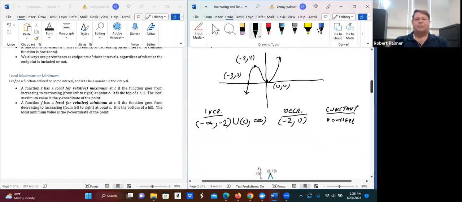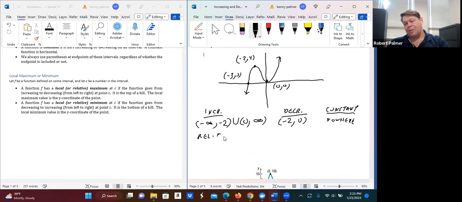Okay. Now, let's also talk about relative maximum or minimum values. So we have a local or a relative maximum value. We have one of those at x equals -2. Because for it to be a local maximum, it has to be where the function goes from increasing to decreasing. And the relative maximum value is the y value, y equals 2. y equals 4, rather.